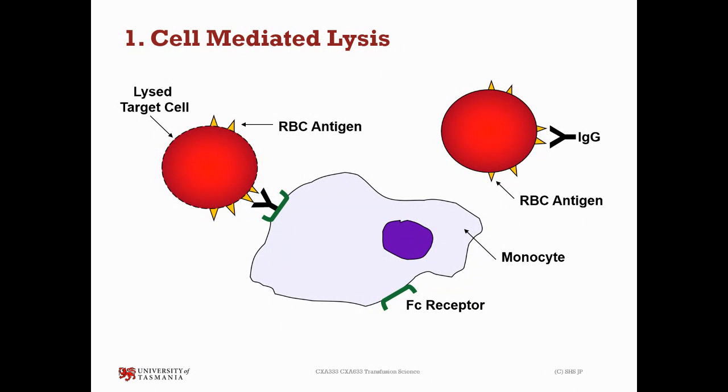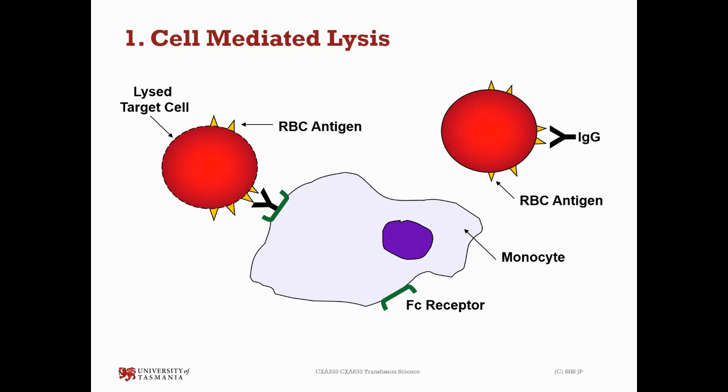So in this little image, we've got cell-mediated lysis. So here is our red cell, and here is our IgG on the red cell. It's the variable portions, the FAB region, that actually interacts with the antigen on the red cell membrane, and the FC portion, or the consistent portion, if you like, which sticks out into the extracellular space.